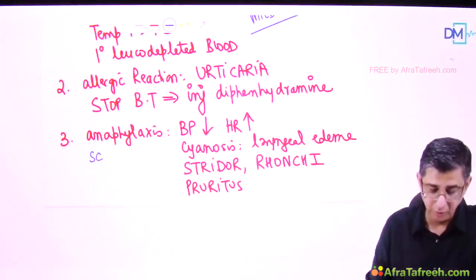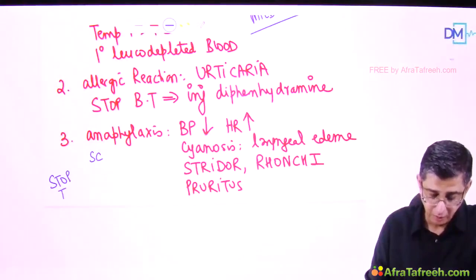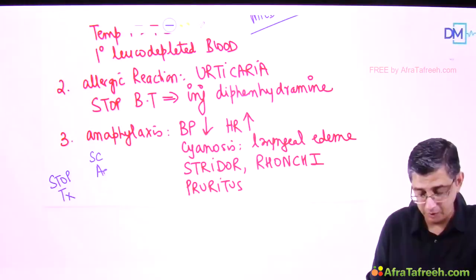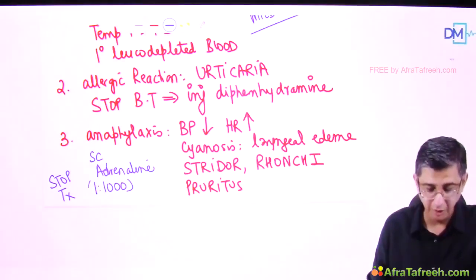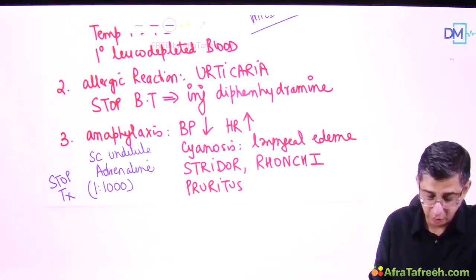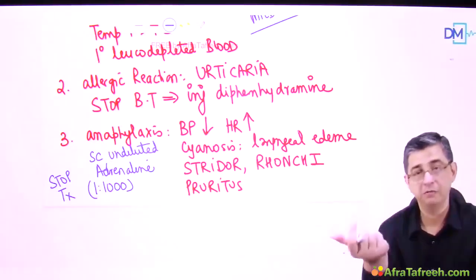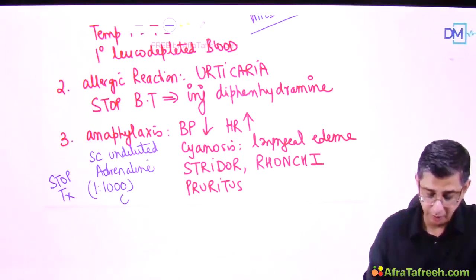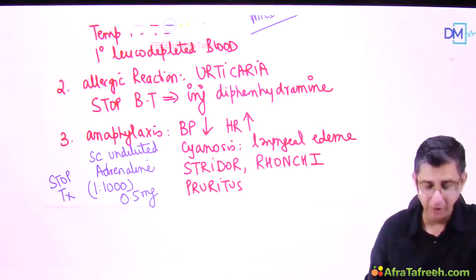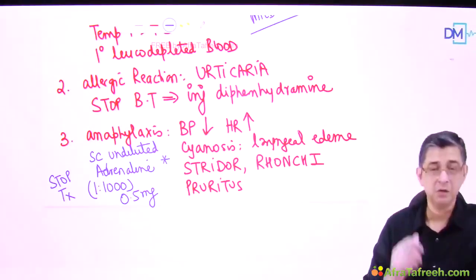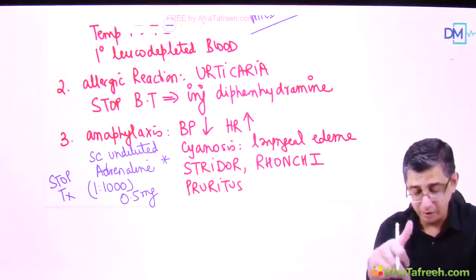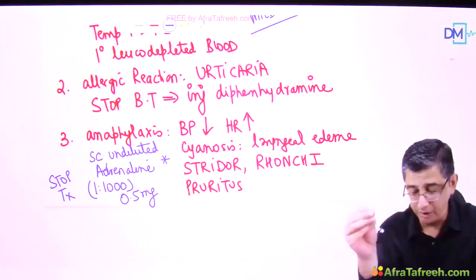You need to immediately stop the transfusion, and you will be providing the patient subcutaneous adrenaline. So an emergency tray should always be available whenever you are giving a blood transfusion. The dilution of adrenaline will be 1 in 1000, that is, you will be giving undiluted adrenaline. You just break the ampule; one ampule has 1 milligram. You give 0.5 milligram of this undiluted adrenaline to the patient. Remember my words here: in cardiac arrest, we always use diluted adrenaline, but in this case, we always have to give undiluted adrenaline.